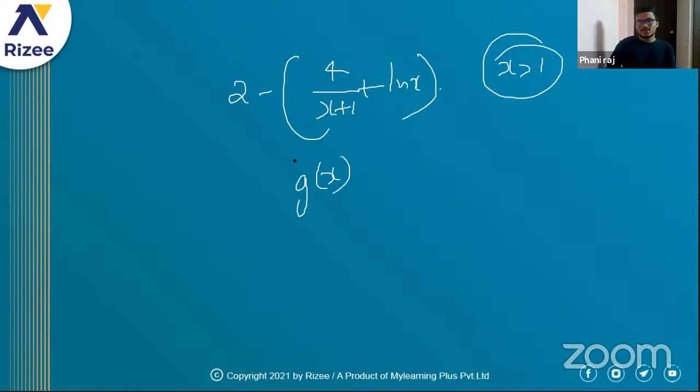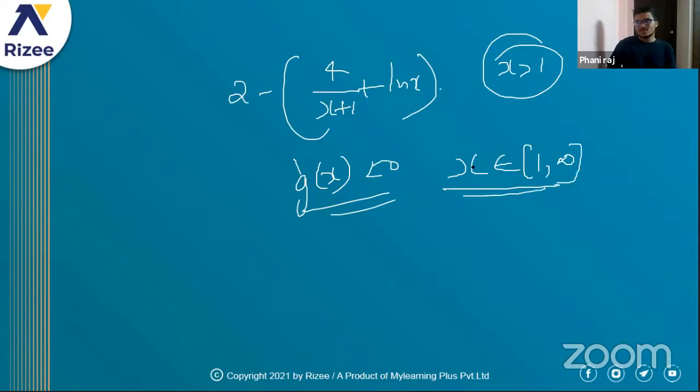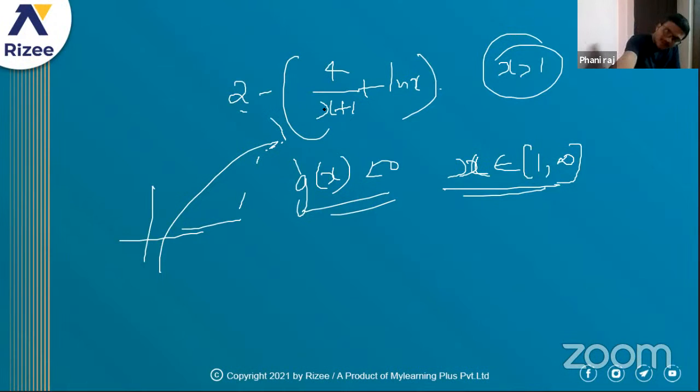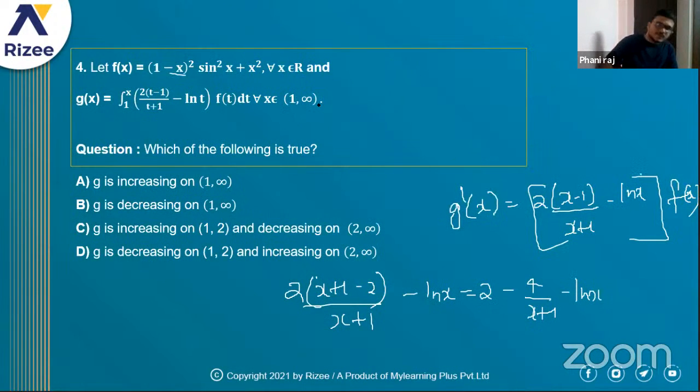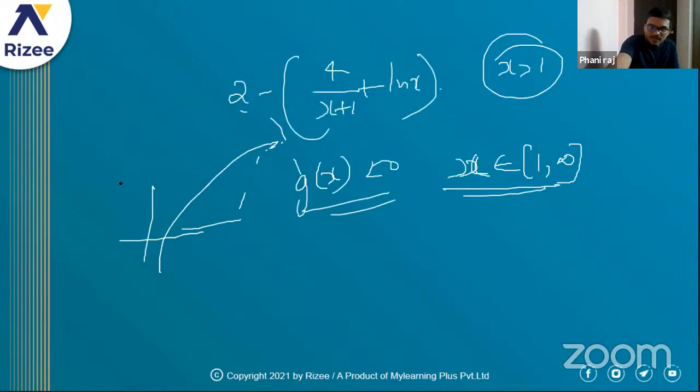So g dash of x is less than 0 after some x, because you said x belongs to 1 to infinity. If they had said something like 0 to 1, maybe we wouldn't be sure, but x greater than 1 means what? Log x is an increasing function, right? So there exists some point where it will eventually cross 2 also. This is also a positive number for x greater than 1. So their sum will easily cross 2. So g is always decreasing on 1 comma infinity.